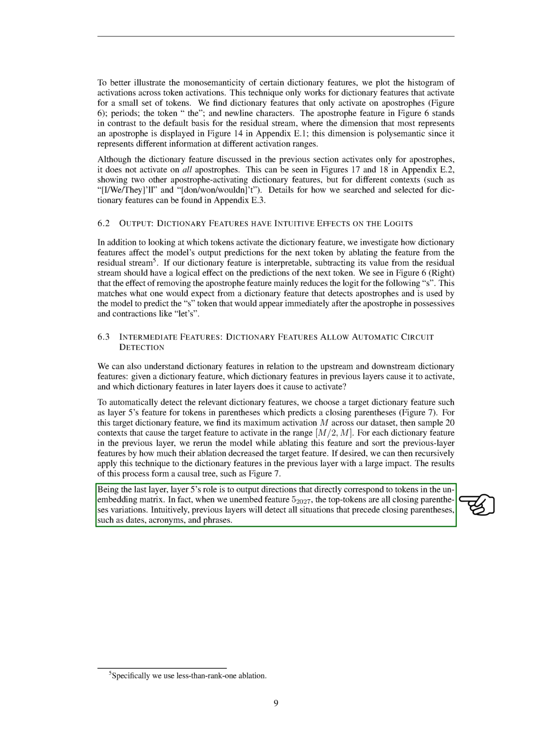As the final layer, layer 5's job is to provide instructions that directly correspond to tokens in the unembedding matrix. For example, when we unembed feature 5_2027, the top tokens are all variations of closing parentheses. This suggests that the previous layers are identifying all the situations that lead up to a closing parenthesis, such as dates, acronyms, and phrases.